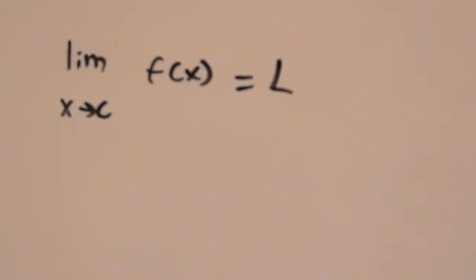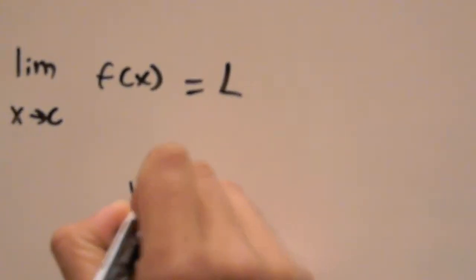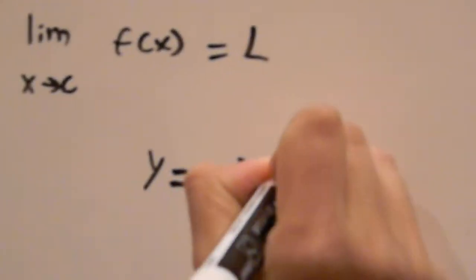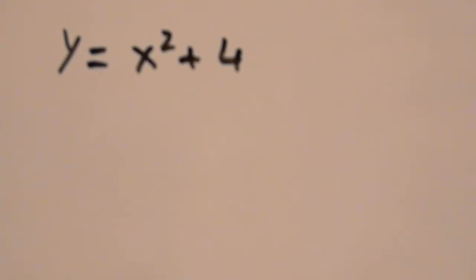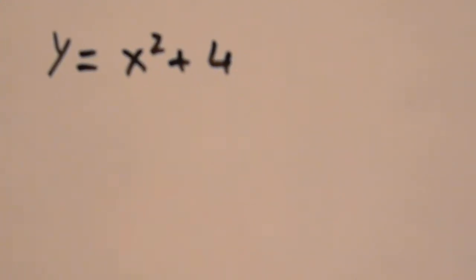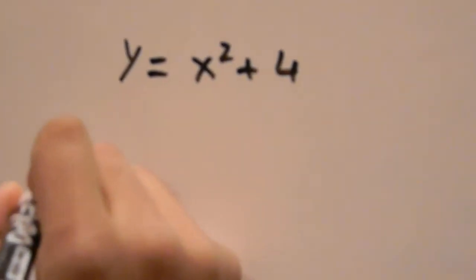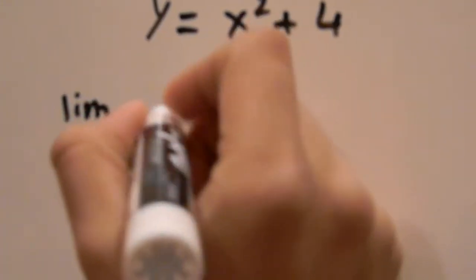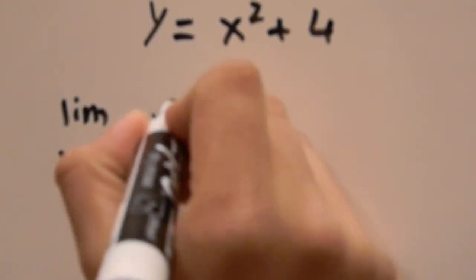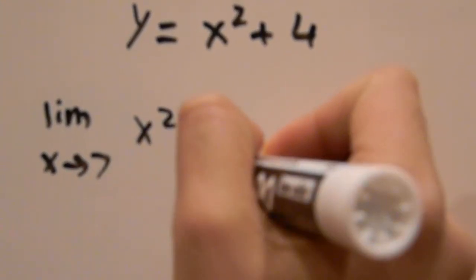So let's see how this works. Let's say I have a function y is equal to x squared plus 4, and we ask the question, what's the limit as x approaches 7 of x squared plus 4?